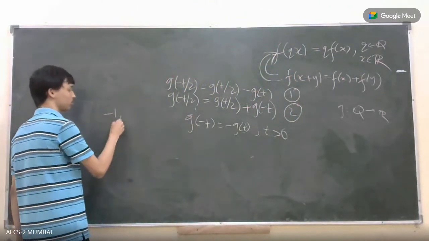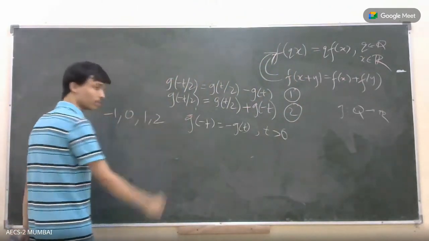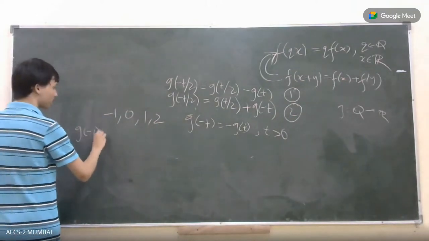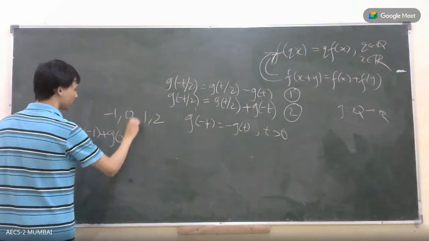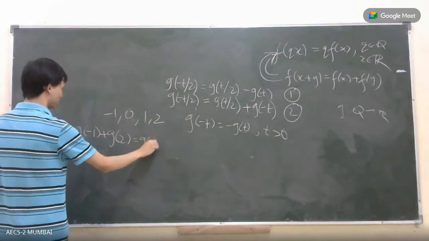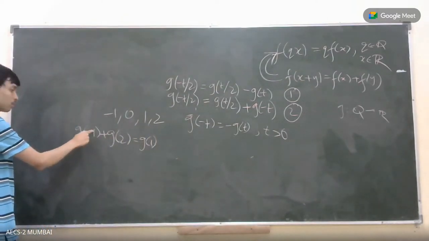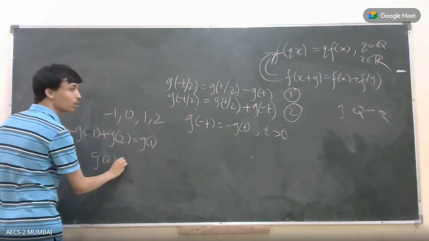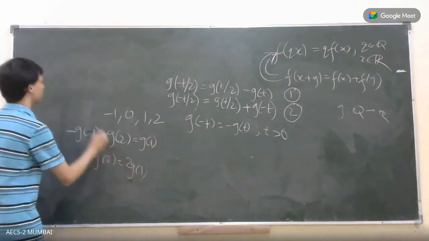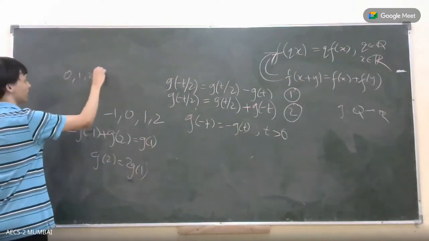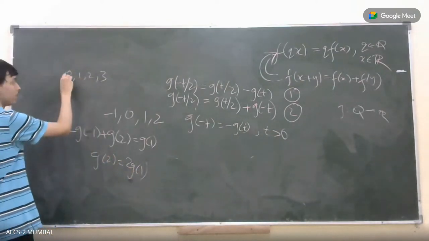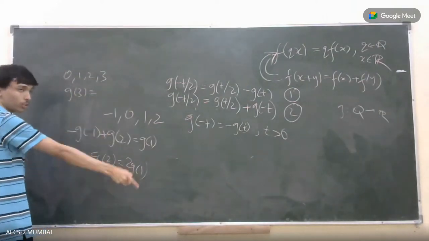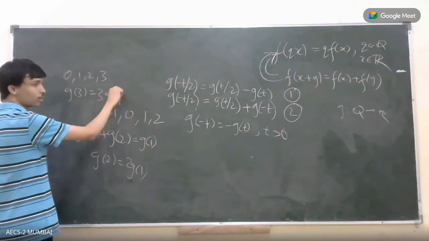Okay, so this is an AP. G of minus 1 plus G of 2 is G of 0, which is 0, is G of 1. What is G of minus 1? Minus G of 1. So what is G of 2? 2 G1. Then you take the AP 0, 1, 2, 3. What do you get? G of 0 plus G of 3 equals G of 1 plus G of 2. G of 2 is 2 G of 1, so this is 3 G of 1. It is satisfied.